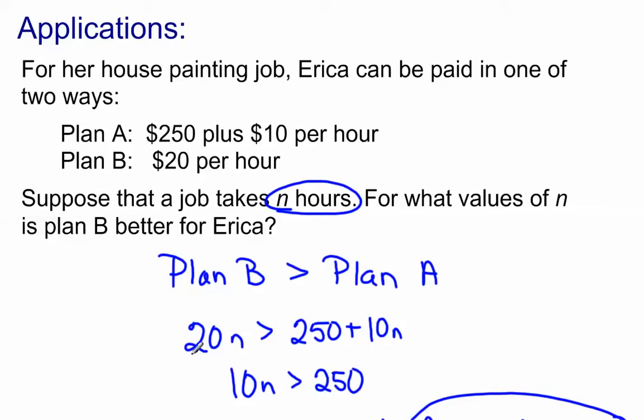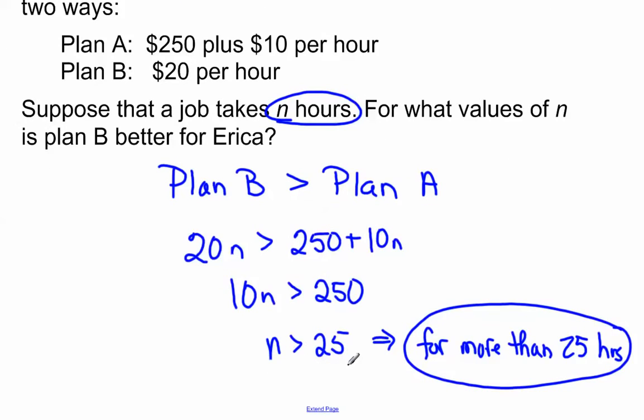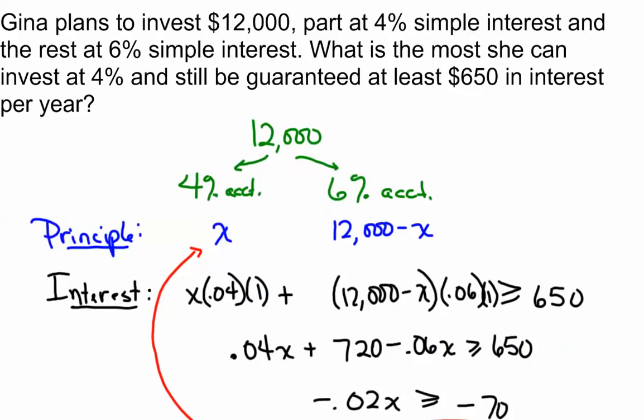How do I calculate Plan B's pay? Well, it says just straight $20 per hour, so 20 times the number of hours, 20n. For Plan A, we start with $250 and we add in $10 for every hour, so 10n. Get your n's together on the left and divide. It turns out if n is greater than 25, then Plan B is going to be a better option for Erica.